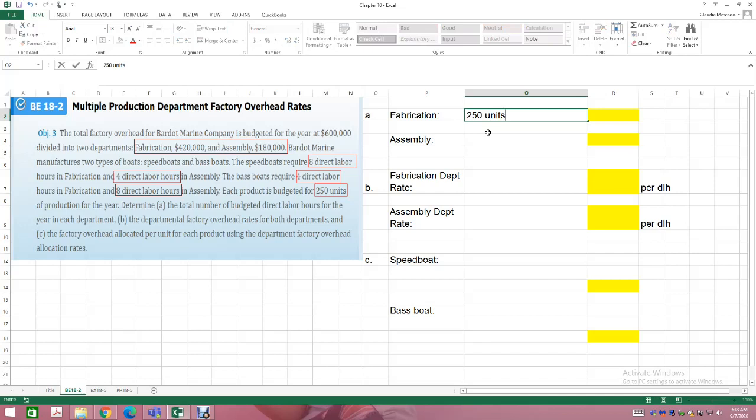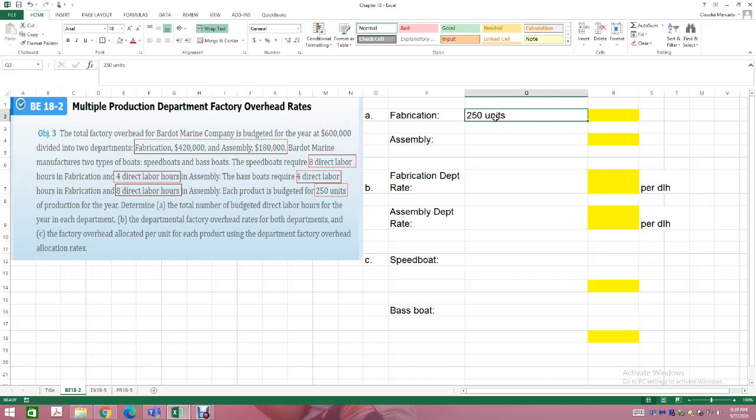And this should be, they're asking us to do it for each boat. So let me see. So no, that is correct. So they're asking us to calculate the number of budgeted total direct labor hours for the year in the department.